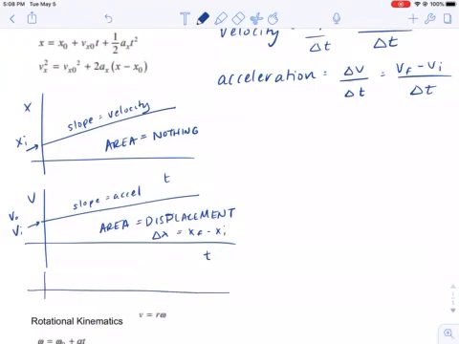And then finally, for an acceleration time graph, well, we haven't really had to work with that too much. And these that I just drew here are not related to each other, but in this scenario, the acceleration would be changing. Let's see. The area under this graph would be change in velocity.